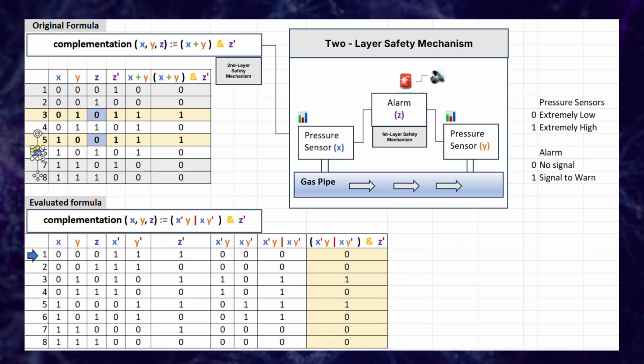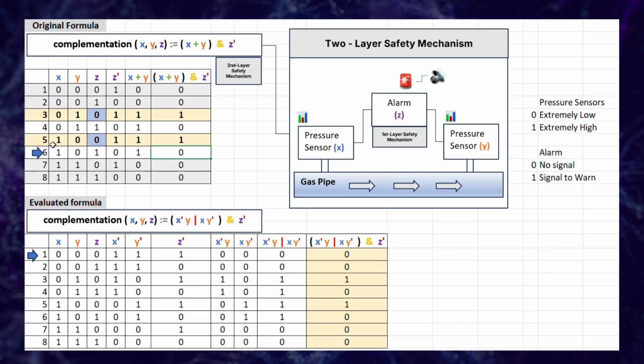Also, this one here, 1 and 0. X is extremely high, while pressure sensor Y is extremely low. Again, the alarm detects that, and that's 1. And if it's 1, it means the second layer safety mechanism will not kick in, will not do anything.